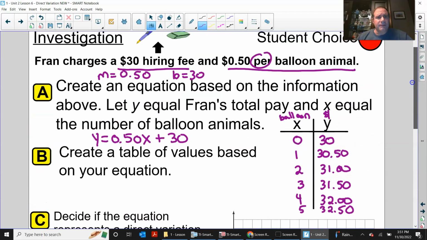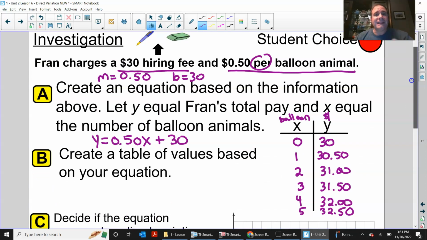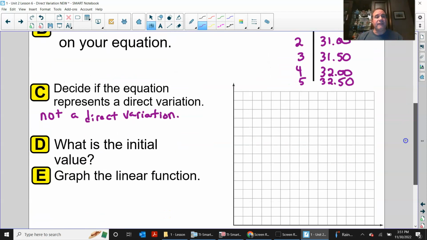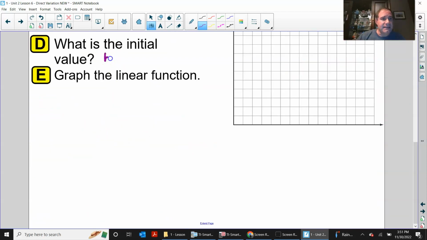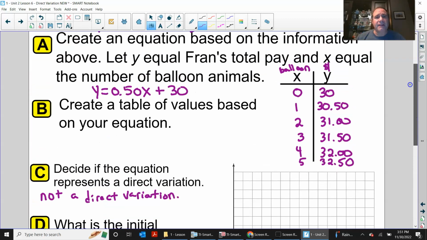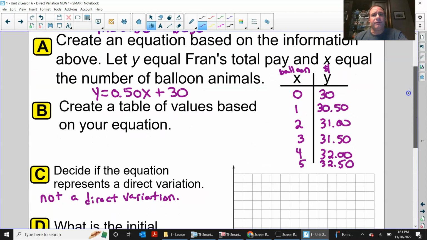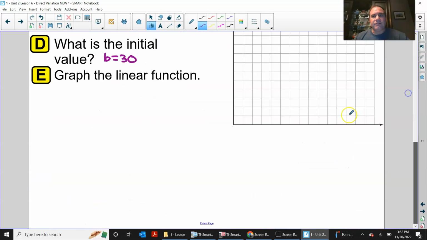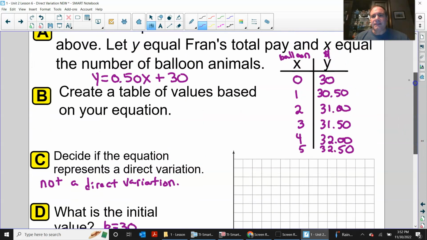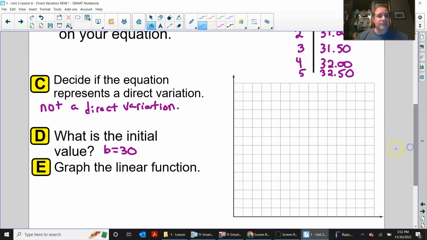The initial value, let me look back up here. The initial value is 30. I'm going to put that there as B equals 30. Because that's what she got paid right off the bat. If you look at the table, do you see the table? It's 0, 30. That's the initial value. This right here is your y-intercept. X was 0. X equals 0. The other number is the y-intercept. So the initial value is 30.